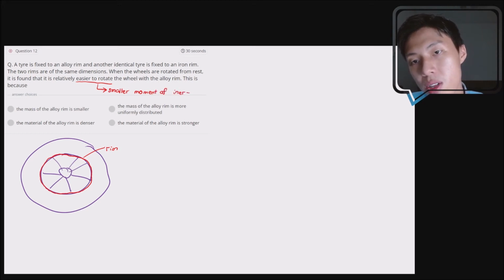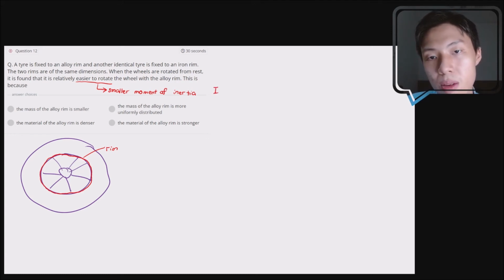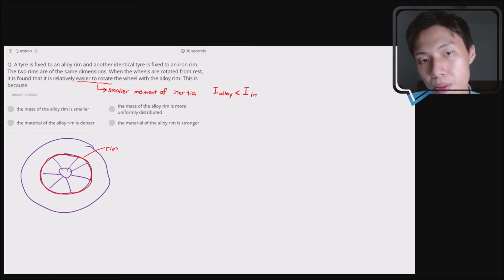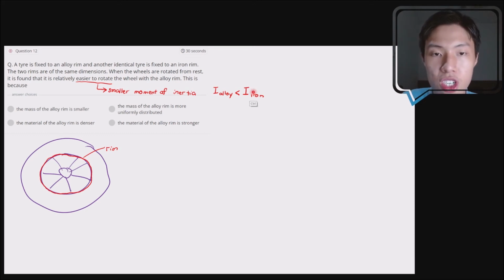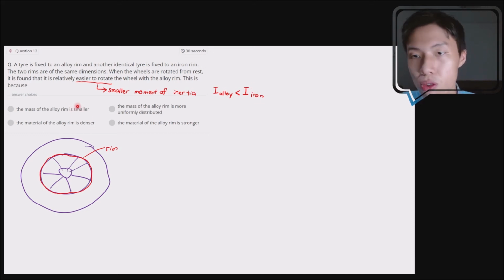Okay, so this statement here tells you that the alloy rim is easier to rotate. That means that the moment of inertia for the alloy rim will be less than the moment of inertia for the iron rim. Okay, so now you know that the moment of inertia for the alloy rim is less than the moment of inertia for the iron rim. Now you can move on to look at why is it so. Is it because the mass of the alloy rim is smaller? Or is it because the material is denser or mass is more uniformly distributed and the material is stronger?